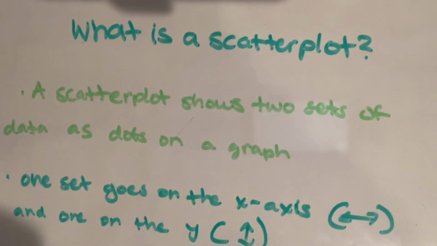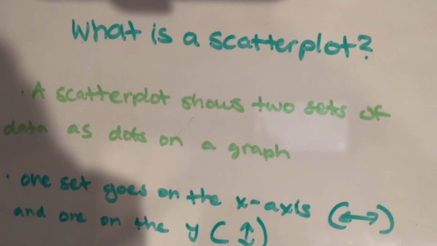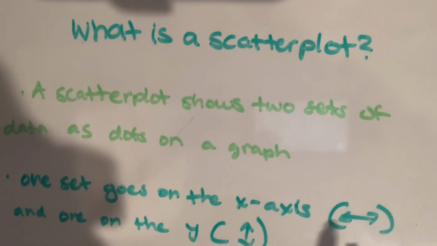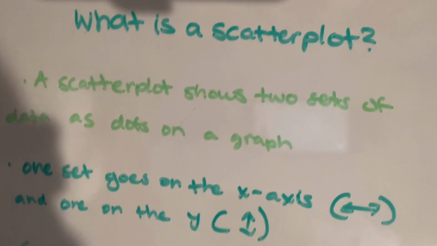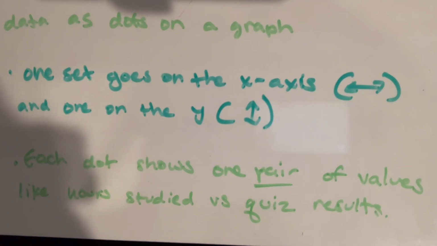Let's start off with scatterplots. What is a scatterplot? A scatterplot shows two sets of data as dots on a graph. One set goes on the x-axis, which is horizontal, side to side, and one goes on the y-axis, which is vertical, up and down. Each dot shows one pair of values, like hours of study versus quiz result.